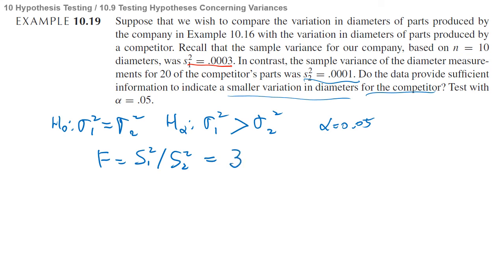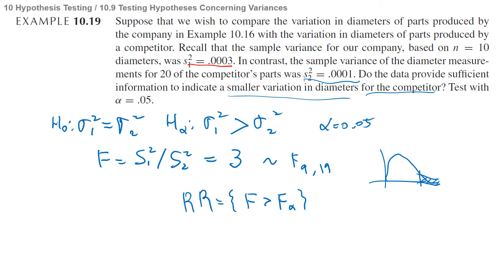And this follows an F distribution with N1 minus 1, which is 9, and N2 minus 1, which is 20 minus 1, 19 degrees of freedom. The rejection region is that F is greater than some amount, so the calculated F is greater than F alpha. This is our rejection region, and now let's try to calculate using R.